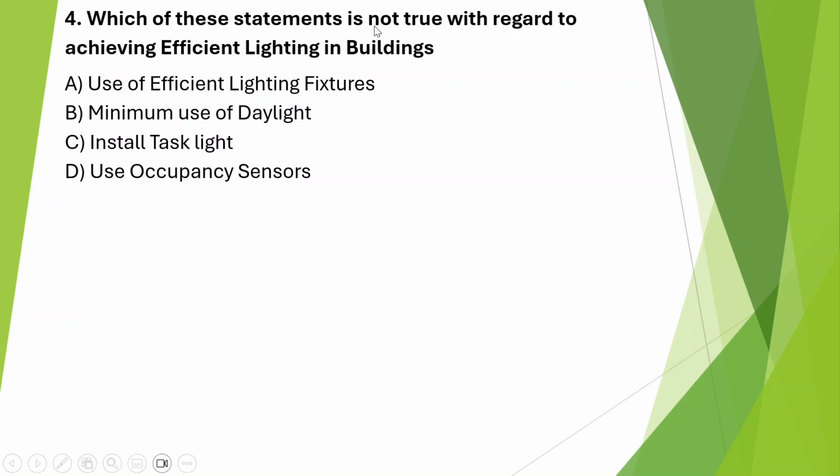So let me remind you again that it is asking about which is not true. So when you will be doing energy efficient lighting, what will not happen, or which is not the feature of an energy efficient lighting system. In that terms also you can understand. So try to give your answers for this question number 4.